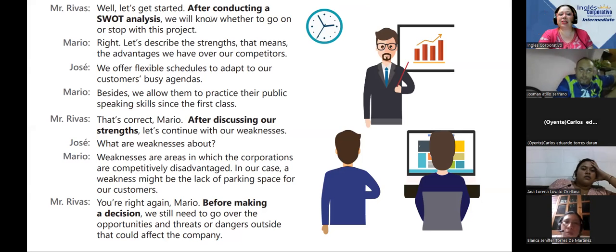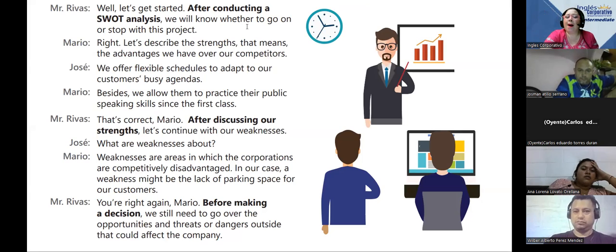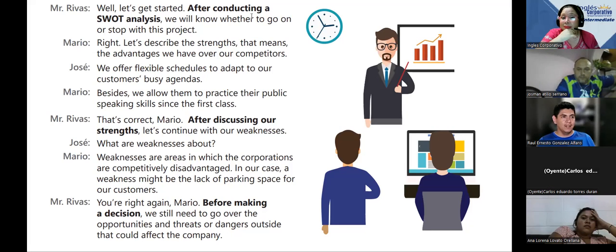analysis, so it means that he is telling the purposes of a SWOT analysis. What are the purposes? To know? What are the purposes here? I have a question. In this case, this word is like an if. Yeah, correct. But we have two options. So whether to go on or stop. So we have two options.